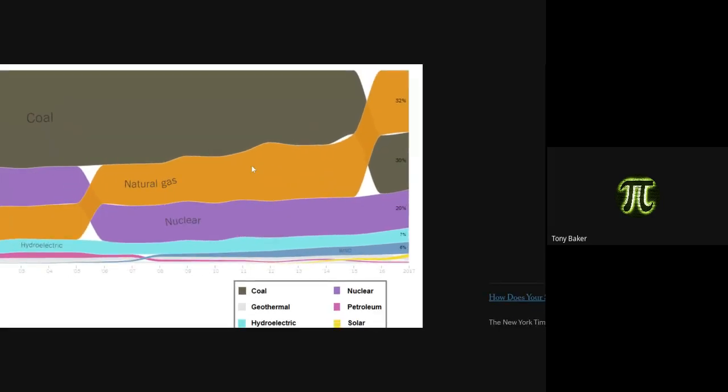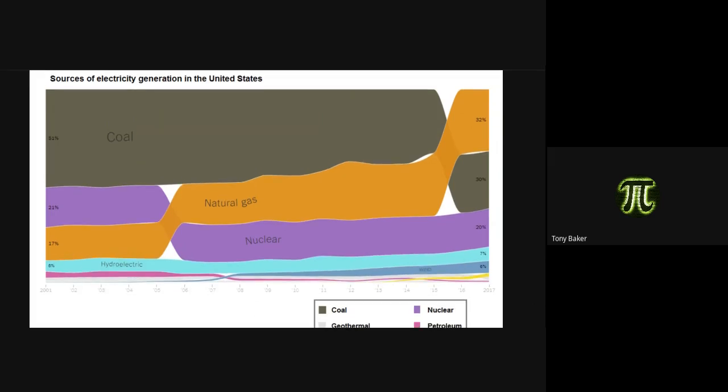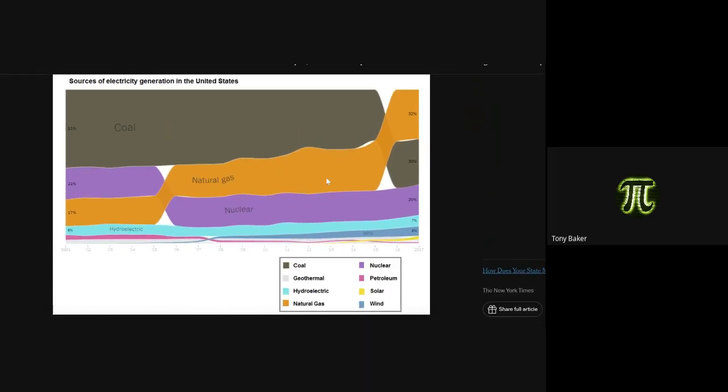Here's a nice little graph. This is actually a variation on a bar graph. It stacks, it builds up, so it's supposed to show you what the total percent of energy usage is, going over time from 2001 till 2017 on this graph. So you can see where our energy is coming from and how it's changing.